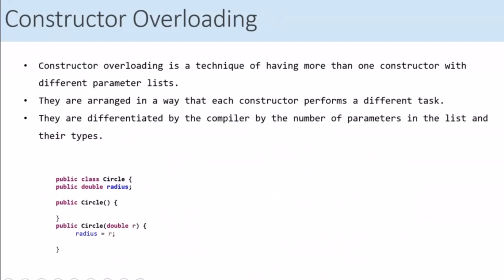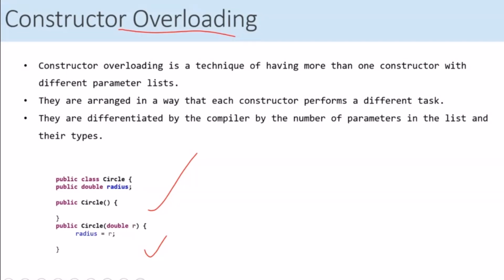Okay, what about this now? How many constructors you have in the circle? One and what? When you have multiple constructors, what do we call it? Constructor what? Overloading. And if you are asking yourself, why do I need more than one constructor?